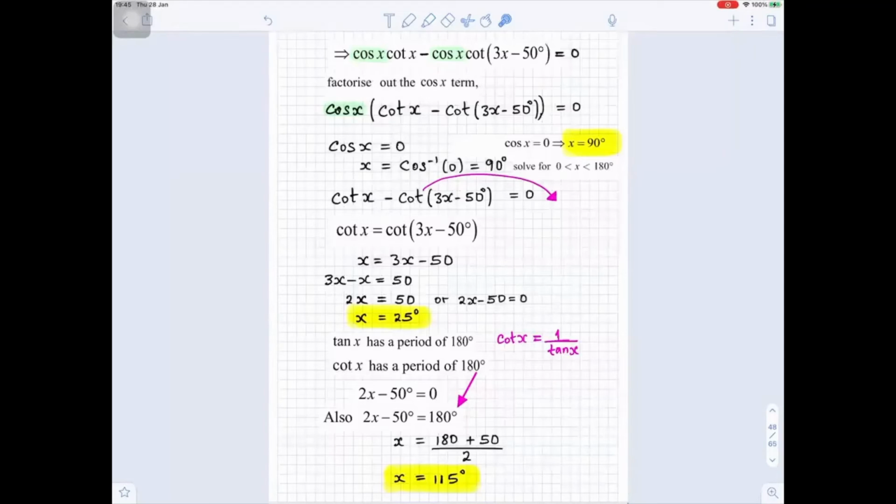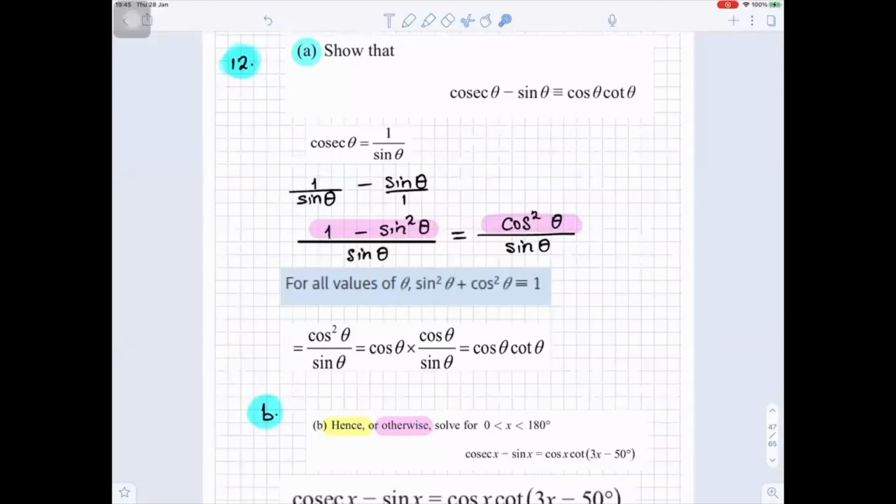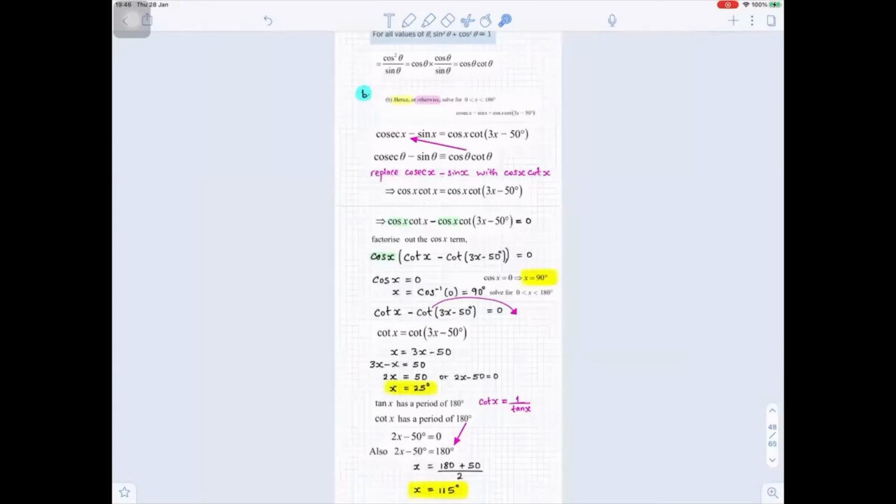So these are the answers you have. Cos x is equal to 0. That means x is 90 degrees. Because the one between 0 and 180, you start at 0 and 180, that's where they want the answer. And x is 25 degrees. And x is 115 degrees. So that's part A for question 12. And that is part B for question 12.